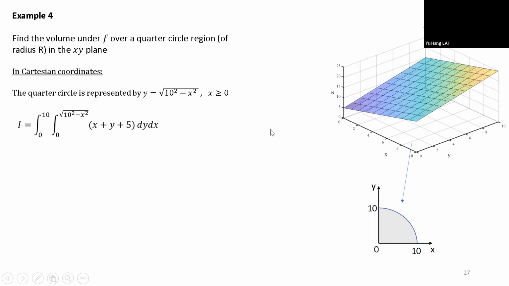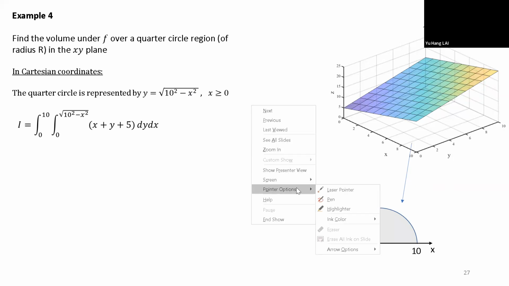So again, an example. Same function over again, but this time I want to integrate over a region of a quarter circle. This quarter circle is represented by this function here.